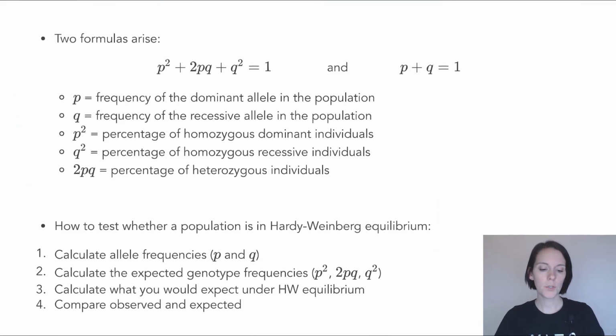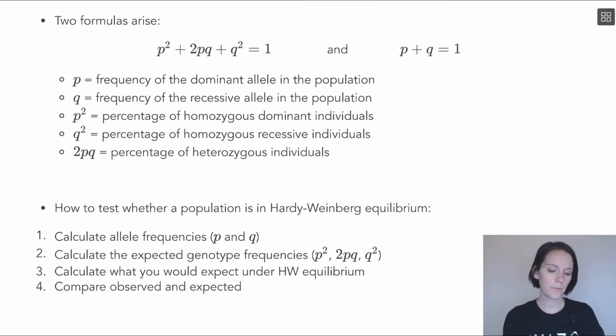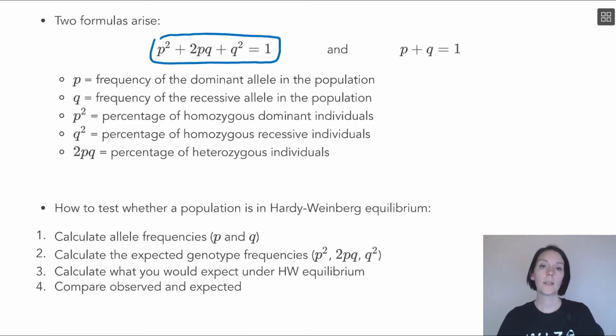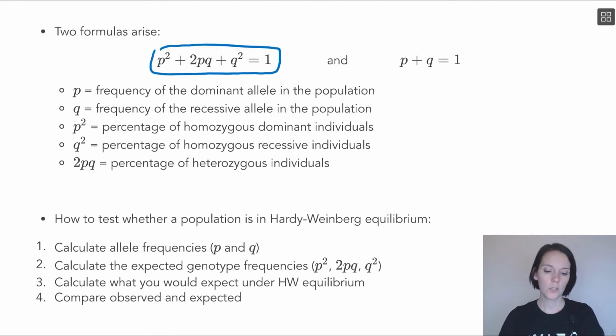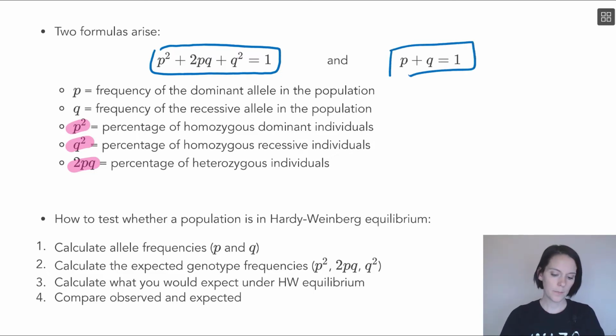So again, the two formulas that we have here are P squared plus 2PQ plus Q squared. These are our genotype frequencies. So our P squared, our Q squared, and our 2PQ are the genotype frequencies. And then for the allele frequencies, P plus Q is equal to 1. And so P is going to be the dominant allele, whereas Q is the recessive allele.